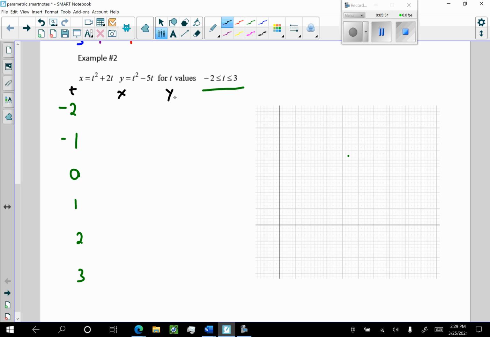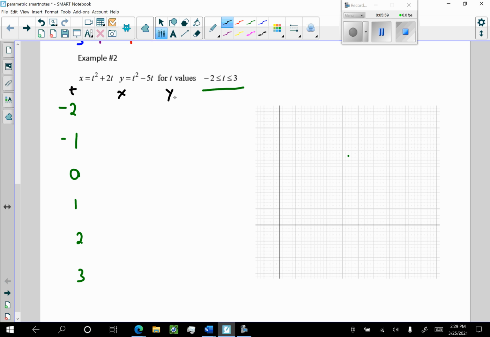Okay, and let's see what those are going to be. You can figure those out on your own if you like. I'm going to grab my graphing calculator real quick and put those in there. So t squared plus 2t, and I have t squared minus 5t.